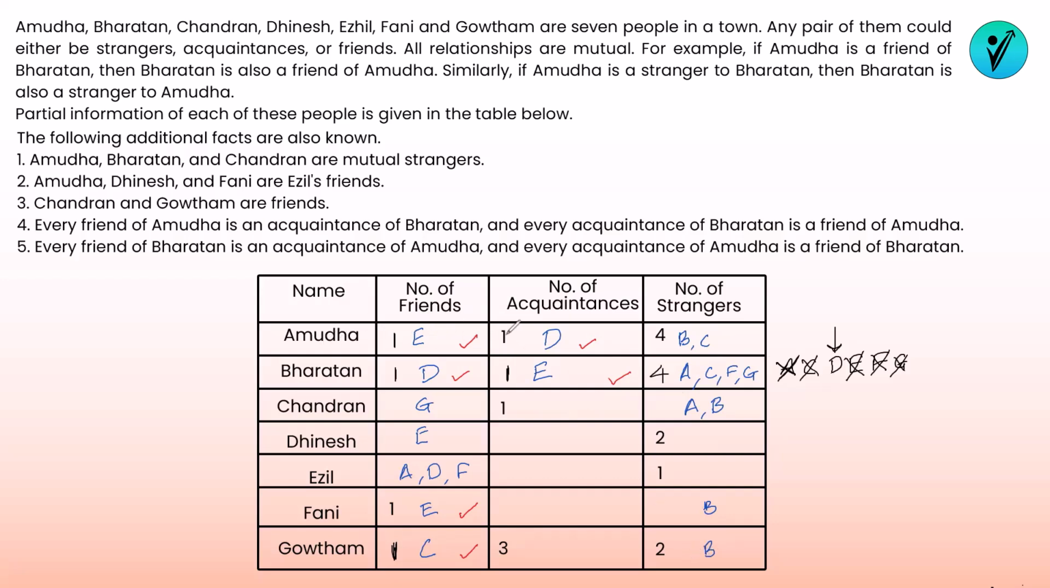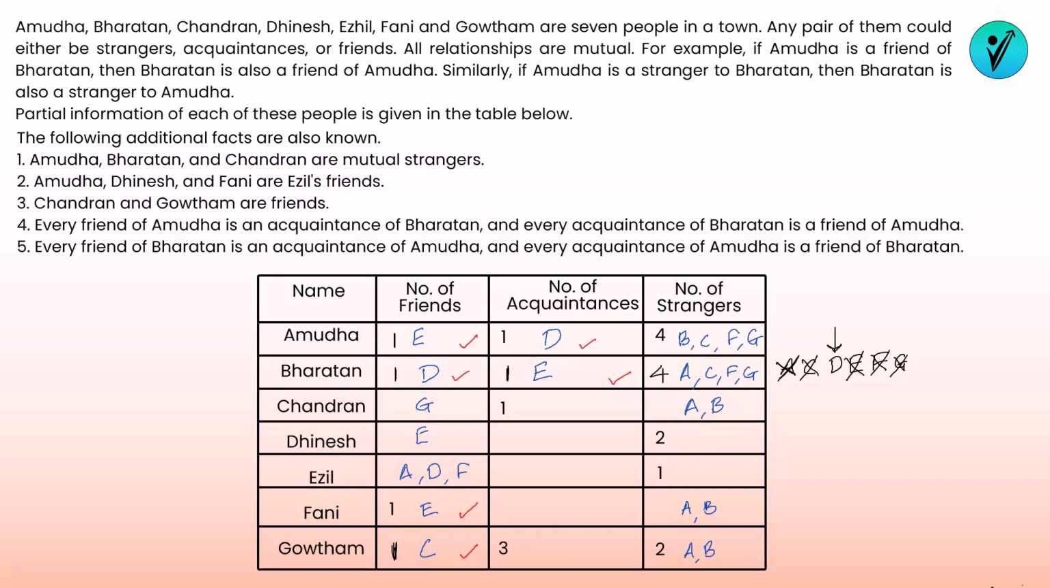Likewise, for A's number of relationships, one friend is done, one acquaintance is done, two strangers are done, two more are left, which again have to be B is gone, C is gone, D is gone, E is gone. That means F and G are going to be the strangers of A as well. So I will list them down here. And accordingly, A will become a stranger to F and A will become a stranger to G as well.